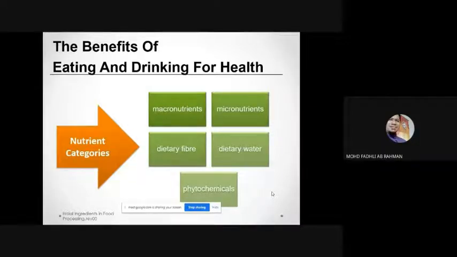And then we have dietary fiber, which are, for example, cellulose, pectin and gums. And then we also need water, or dietary water. Why do we need water? To keep our body hydrated. And then the last one, we need phytochemicals, for example, biologically active compounds from fruits and vegetables. So why do we need to eat? Because we need these nutrients.